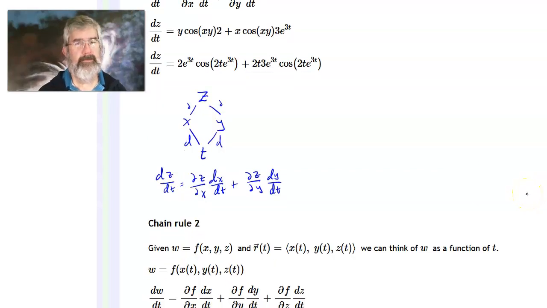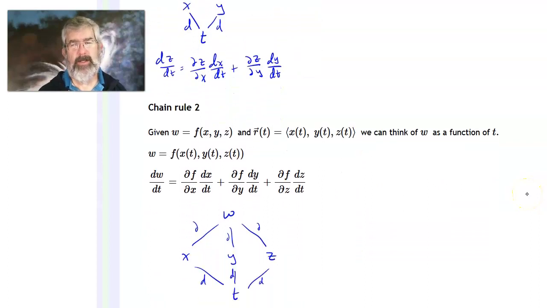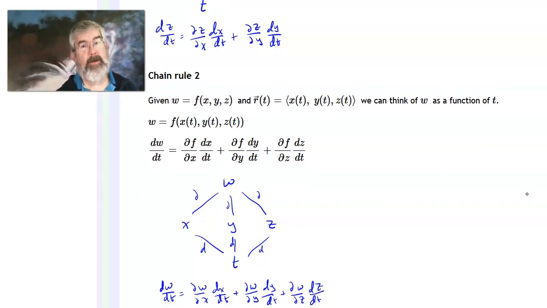Chain rule 2. Chain rule 2 is a lot like chain rule 1, except that I got more variables. Instead of having a function of two variables, I got a function of three variables. But each of those variables I'm thinking as a function of one variable. Right? So w is a function of x, y, and z, but x, y, and z are all functions of t. So you can think of w as a function of just t. And if w is a function of just t, then it has a derivative with respect to t. And you say, what's the derivative of w with respect to t? Well, the picture looks a lot like the one above. W is a function of x, y, and z. X, y, and z are all functions of t.